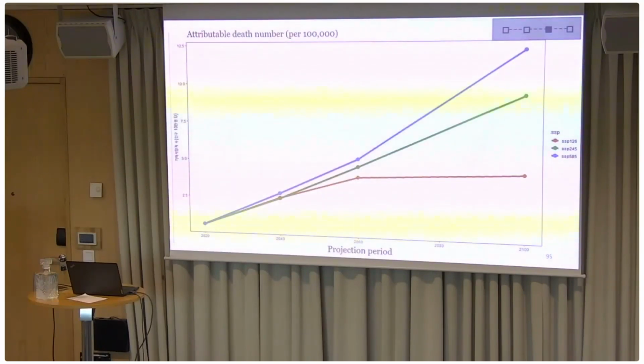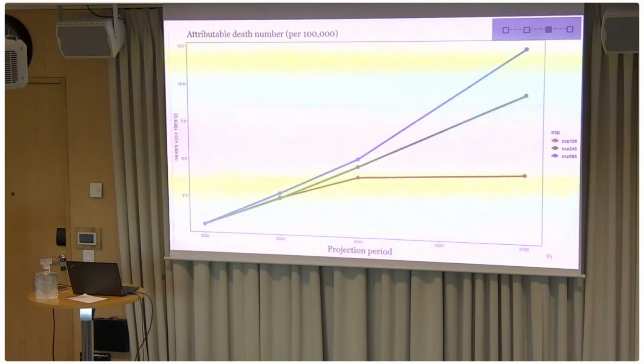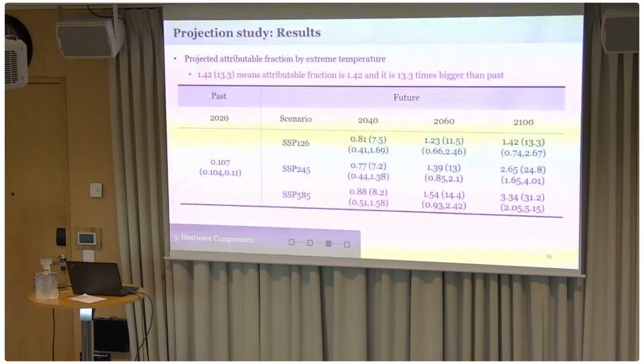And similarly, that is the death rate per 100,000. The patterns will be very similar. But interestingly, over here and there, the SSP1 future is much better compared to SSP2 and 5 in this case. Similar pattern over the death rate over here.